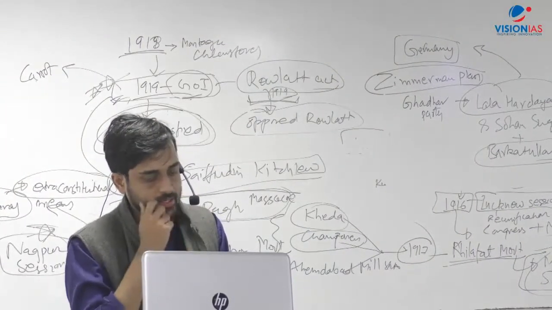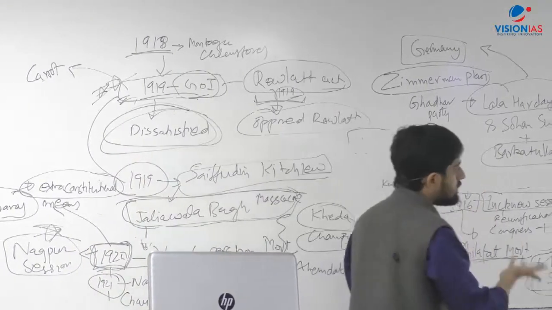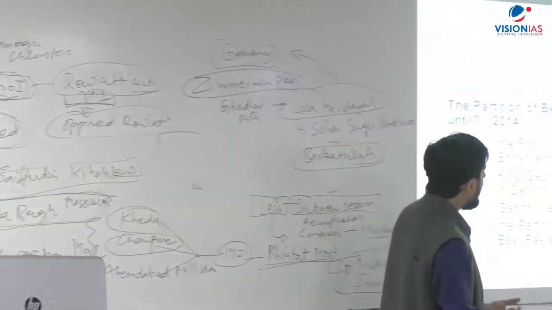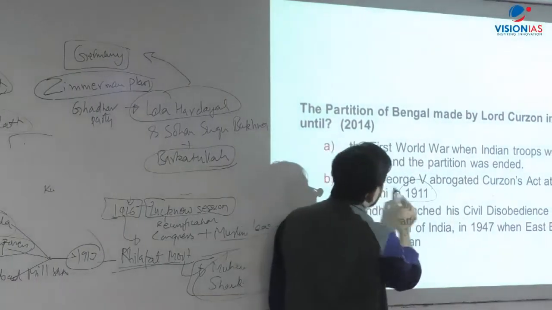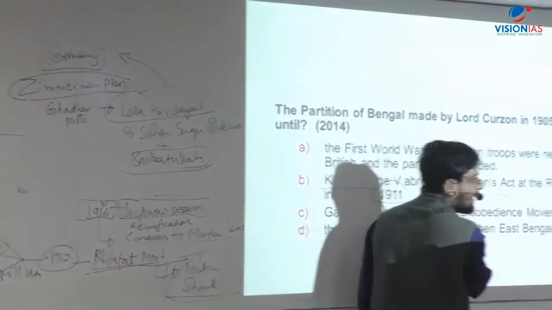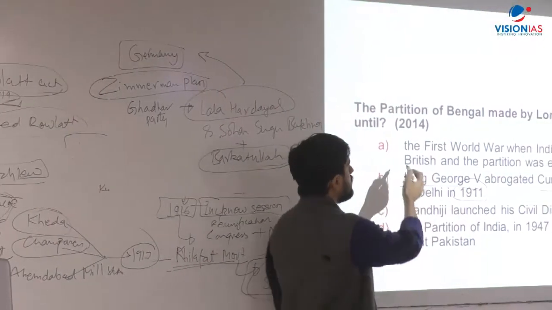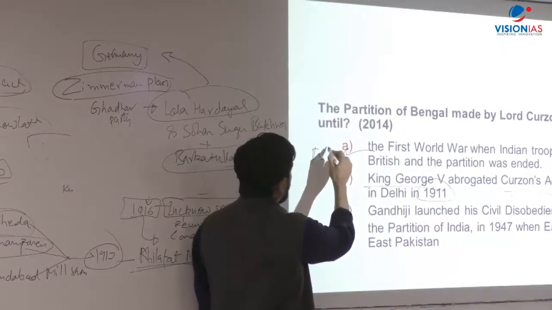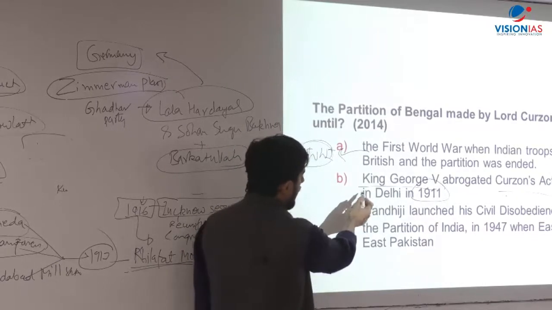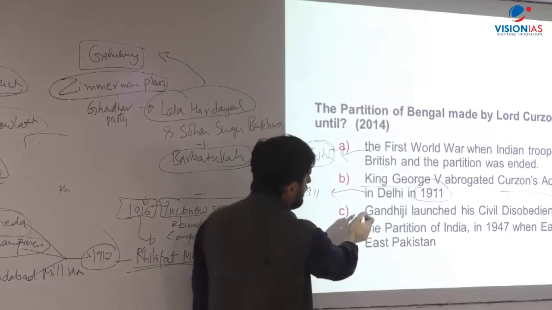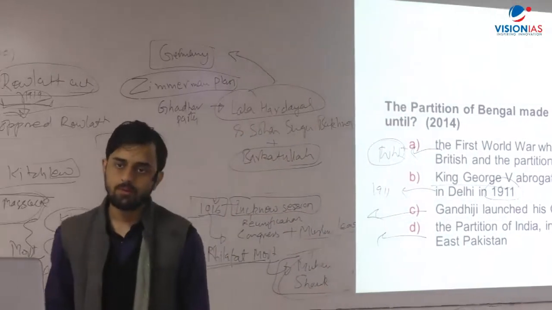How many think A is the correct answer? B? Right? So B is the correct answer. Why also? आपको बस ये पता होना चाहिए that, अब Curzon, King George abrogated Curzon's Act at Royal Darbar. It all is useless information that is given there to confuse you. You should just know that World War I happened after and it had no role in the partition of Bengal, and you should know that it was annulled in 1911. Civil disobedience का कोई relation नहीं है, partition का कोई relation नहीं है, right?